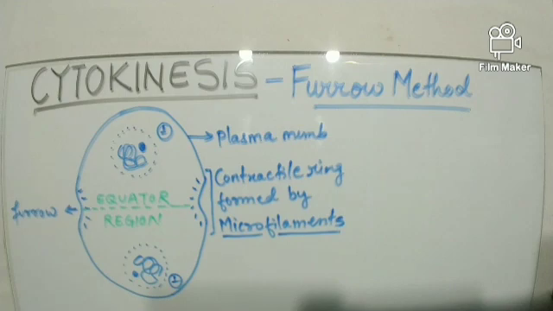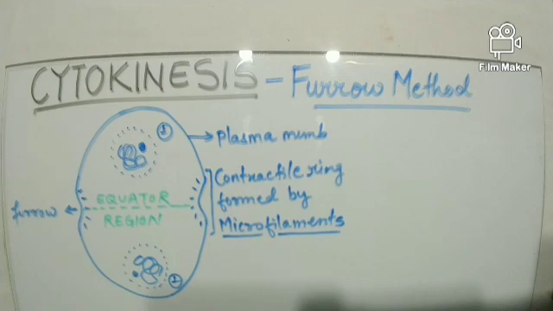Now as you can see on the screen, the given diagram clearly shows how the contractile ring formation is taking place with the help of microfilaments, and how the furrow method is proceeding towards cytokinesis. As I said, in the equatorial region there is the formation of a contractile ring formed by the microfilaments. Now microfilaments being contractile, what will they do? They will invaginate the plasma membrane and this will result in the formation of the furrow.